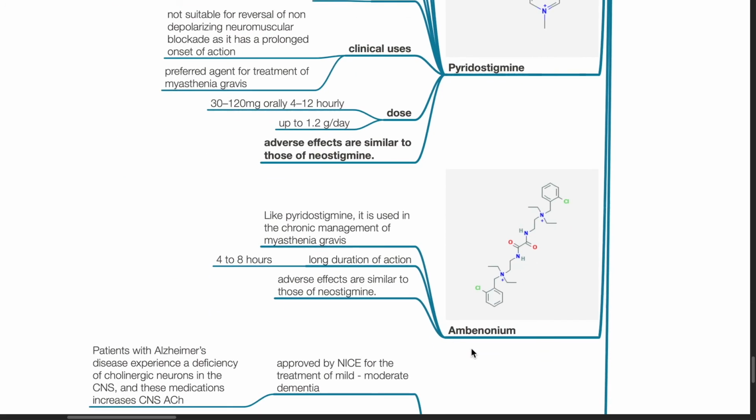Ambenonium. Like pyridostigmine, it is used in the chronic management of myasthenia gravis. It has a long duration of action of 4 to 8 hours. Adverse effects are similar to those of neostigmine.